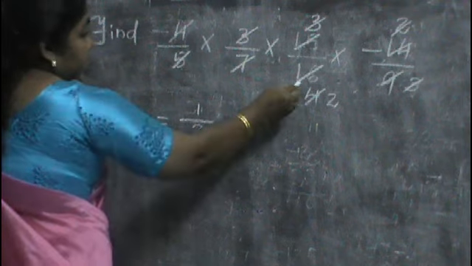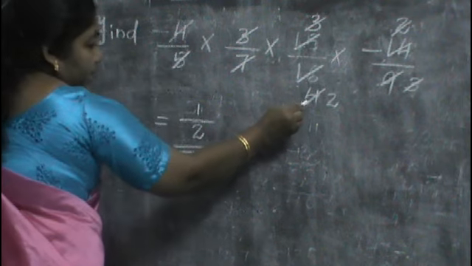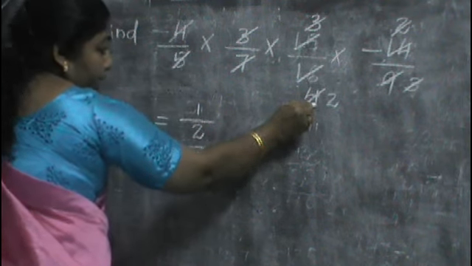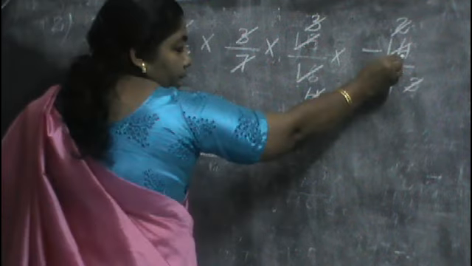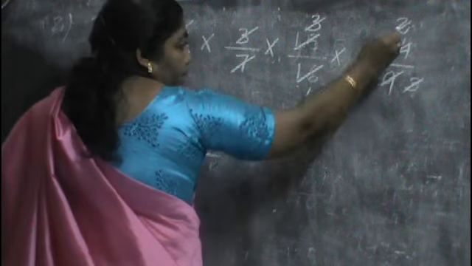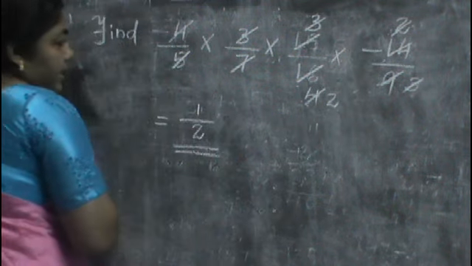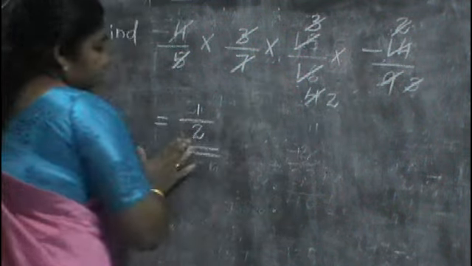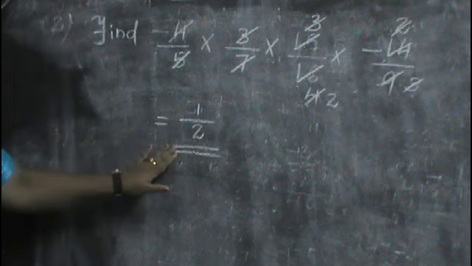Now we can cancel 16 and 4. 4 4s are 16. So write 4 here. 7 and 14 we can cancel. 7 2s are 14. Then this 4 and 2 we can cancel, 2. And the sign is minus into minus is plus. Underline the answer.